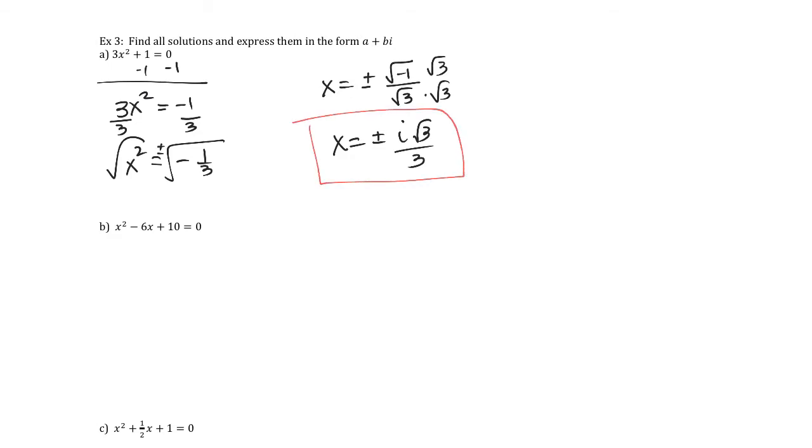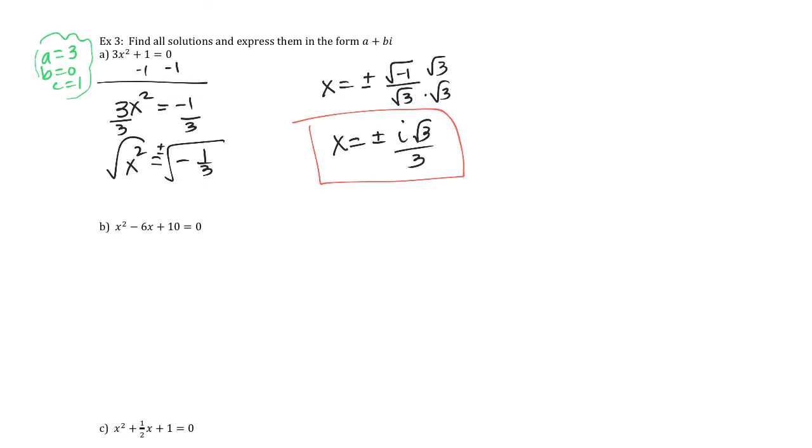And we could have plugged that into the quadratic formula as well. That would have been fine. If we were doing that, we would have had a equals 3. There's no x term, and so b would be 0 and c would be 1. And you would get the same thing in the quadratic formula.